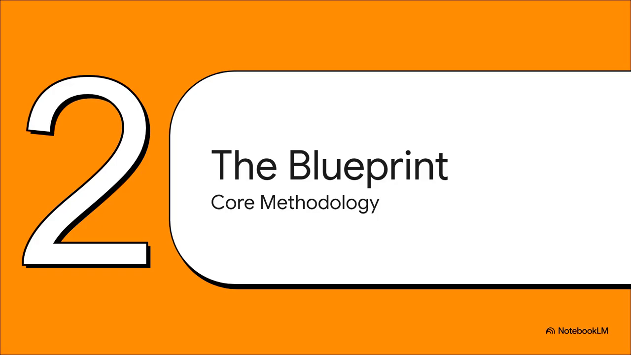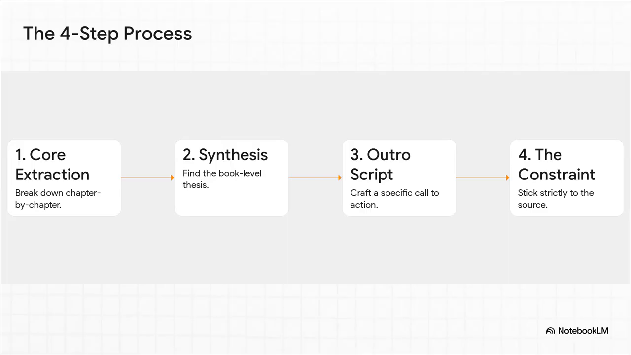Okay, so once you've got that mindset locked in, we can get to the core methodology. The whole blueprint is built on this really clear 4-step process that takes you from the tiniest details all the way to the finished product. And here's the roadmap. First, you dive in and extract the core ideas from every single chapter. Then, you pull all of that information together into one single powerful thesis. After that, you craft a really compelling outro. And maybe the most important rule of all, stick strictly to the source material. No opinions, no fluff, just what's on the page.